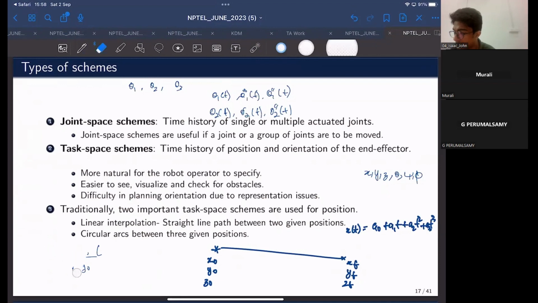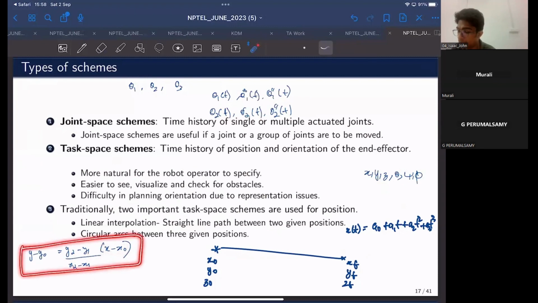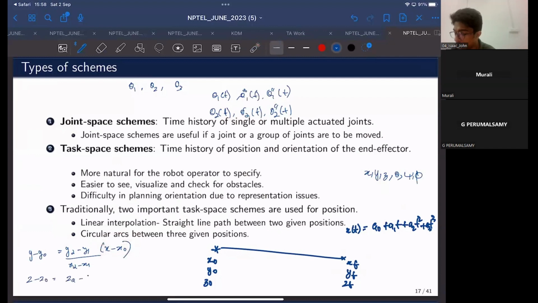What is the general straight line equation? It is something like y minus y0 equals y2 minus y1 by x2 minus x1 times x minus x0, something like this. So we already have planned x in terms of a cubic polynomial. So with this straight line interpolation, we can basically plan the y coordinates. And similarly, we can also plan the z coordinates. So z minus z0 would be z2 minus z1 by x2 minus x1 multiplied by x minus x0.